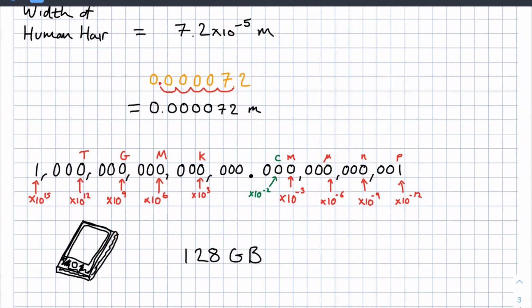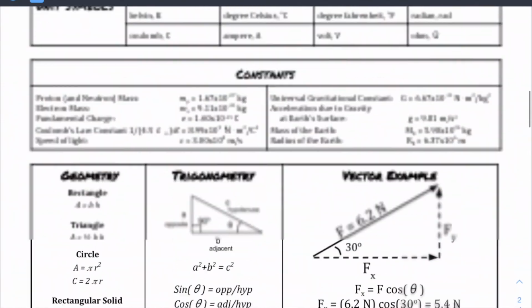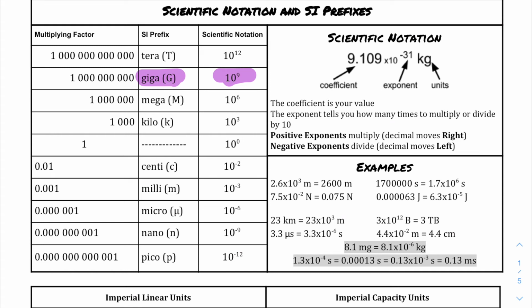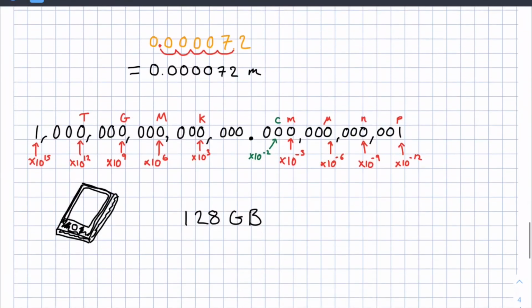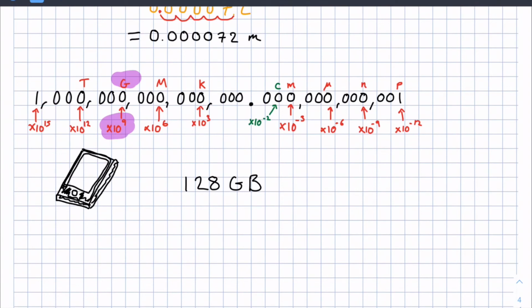Now you can also see this on your cheat sheet. Keep your cheat sheet accessible at all times. This table shows all of the SI prefixes, their names, their symbols, the number they represent, and the scientific notation version of that number. Here we see capital G, giga, means times 10 to the ninth. So we can simply replace the G in gigabyte with times 10 to the ninth, and we get 128 times 10 to the ninth bytes, or 128 billion bytes if we count out 9 zeros.